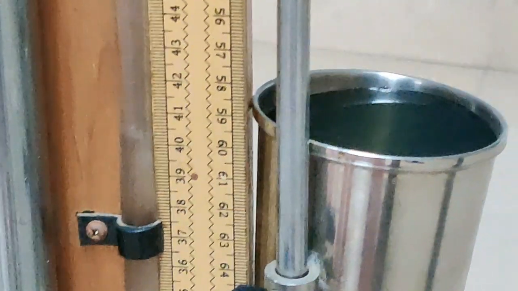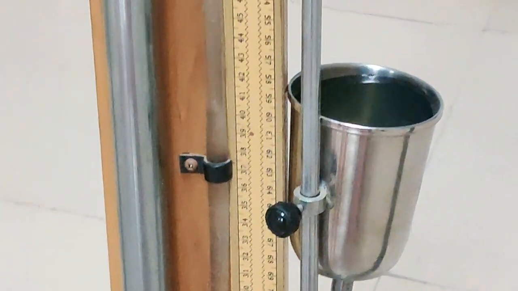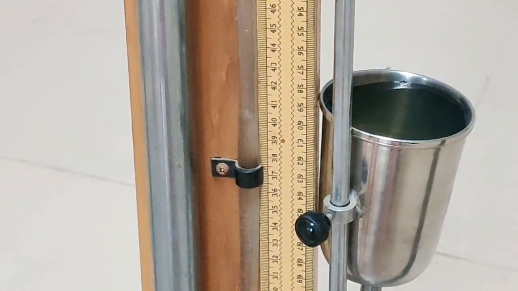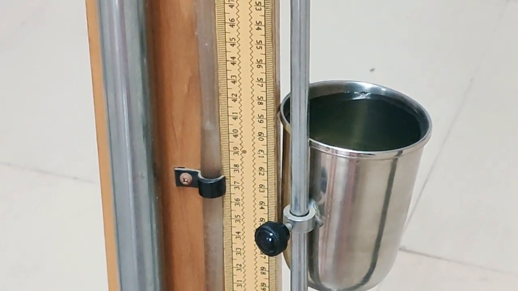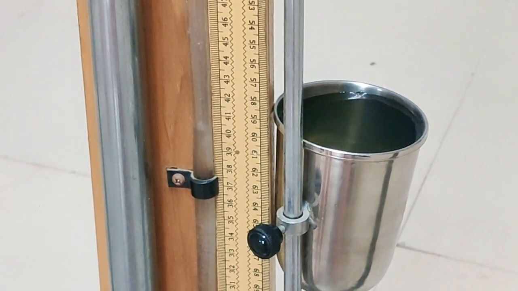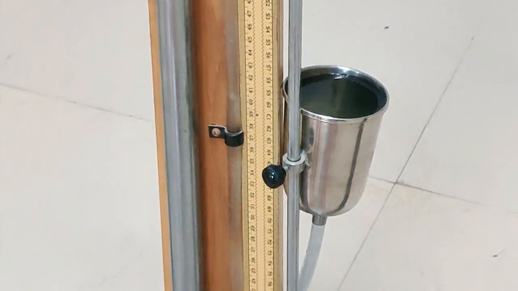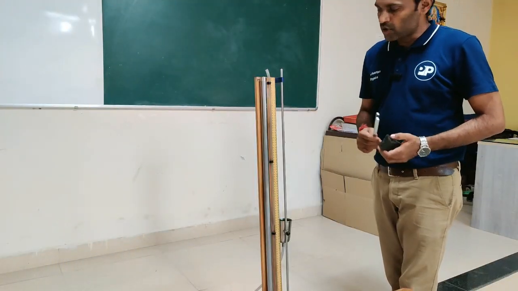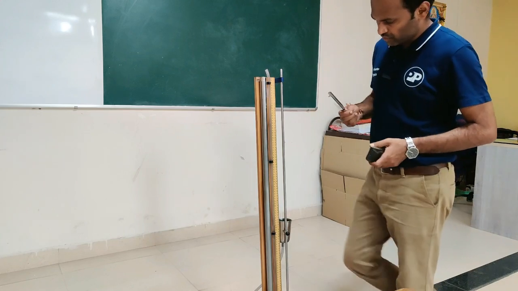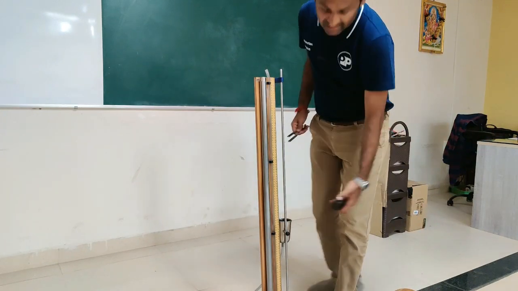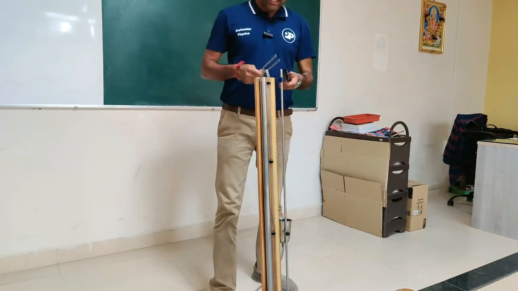It is at 60. So we have to go on checking for 60, 61, 62, 63, like this. I will show you that now. At 61, 62, 63, go on increasing. If you hear the sound at some distance, you take it as the resonating length. Okay, we are taking L2 for 384 hertz. So it is at 60 now. The water level is at 60 centimeter. We'll check the sound.